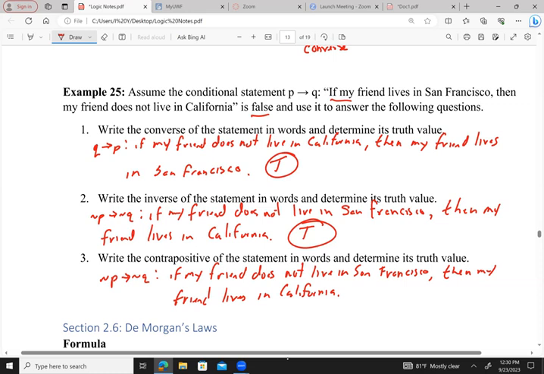These can get confusing, especially when you're doing words. So that finishes up section 2.5.